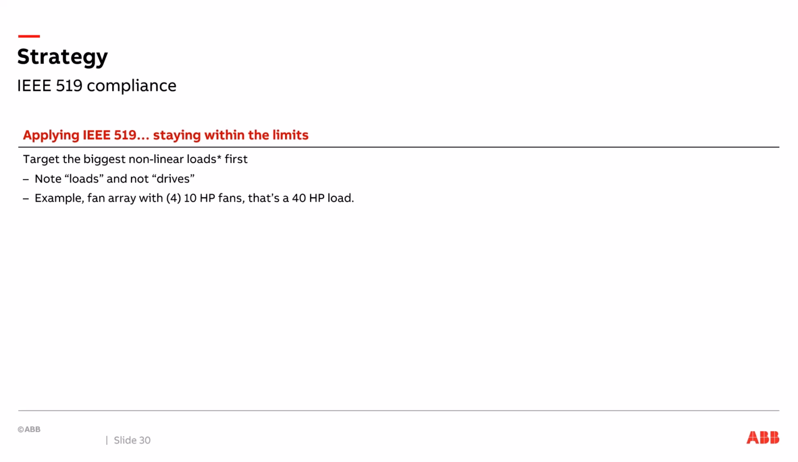I also like to talk about loads instead of just drives. You'll see situations, especially with fan arrays, where I might have four 10 horsepower fans, so 40 horsepower total, where somebody would have said, well, for a 40 horsepower drive I would have put additional mitigation in there, but these are only 10 horsepower drives, so I don't need it. Well, if I've got four 10 horsepower drives, that's the same system impact as a single 40 horsepower drive.